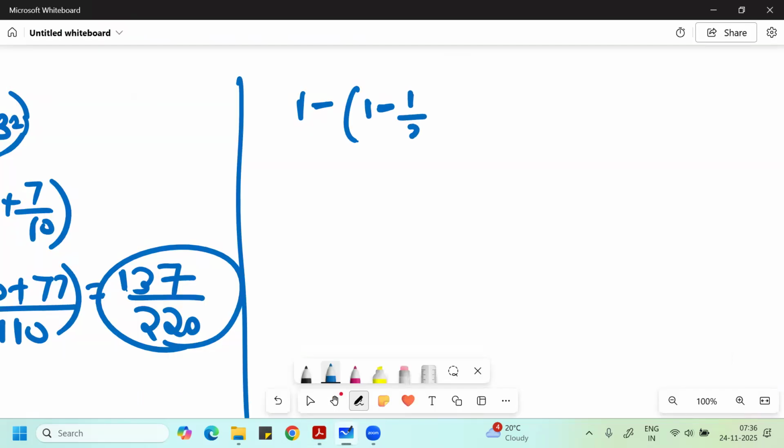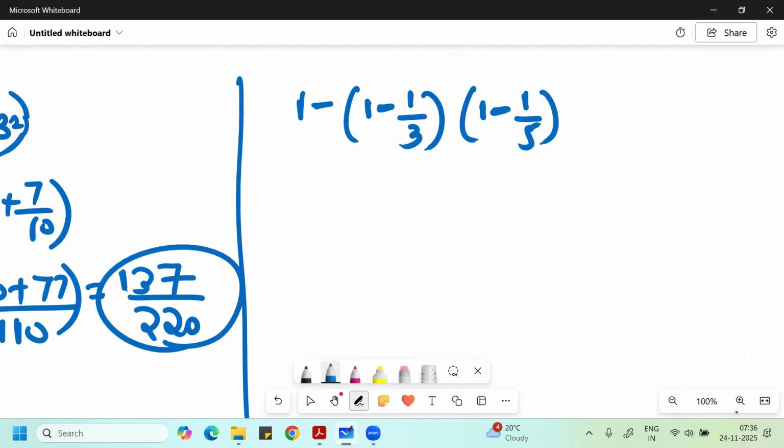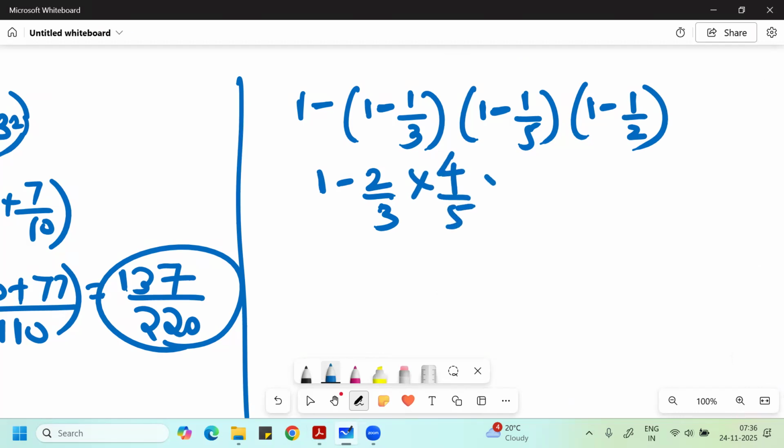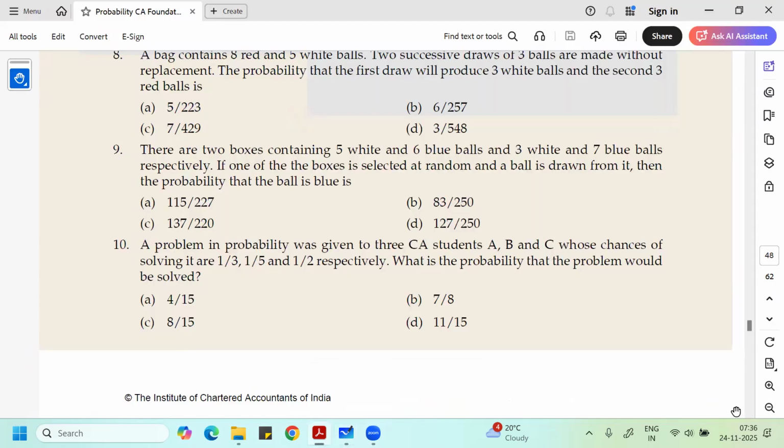So 1 minus, all are independent events, 1 minus 1 by 3, into 1 minus 1 by 5, into 1 minus 1 by 2. This is 1 minus 2 by 3 into 4 by 5 into 1 by 2. 2 cancels. This is 1 minus 4 by 15, or 11 by 15. So the answer for this is 11 by 15. Option D.